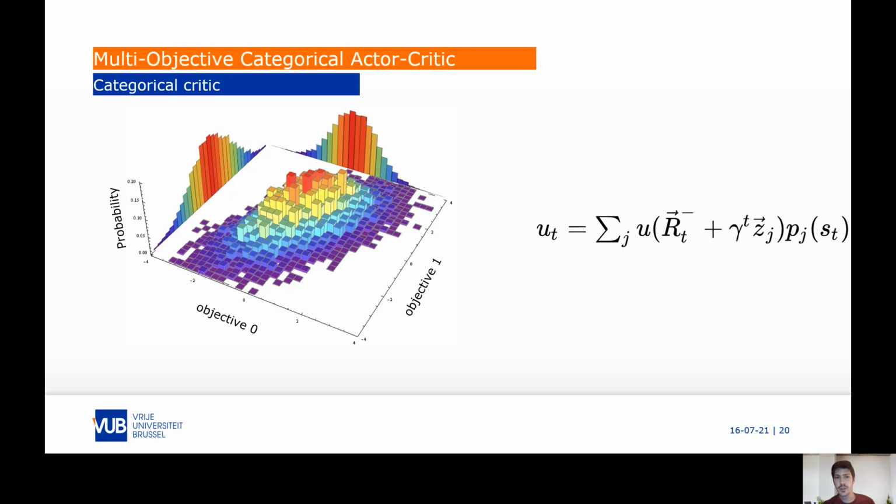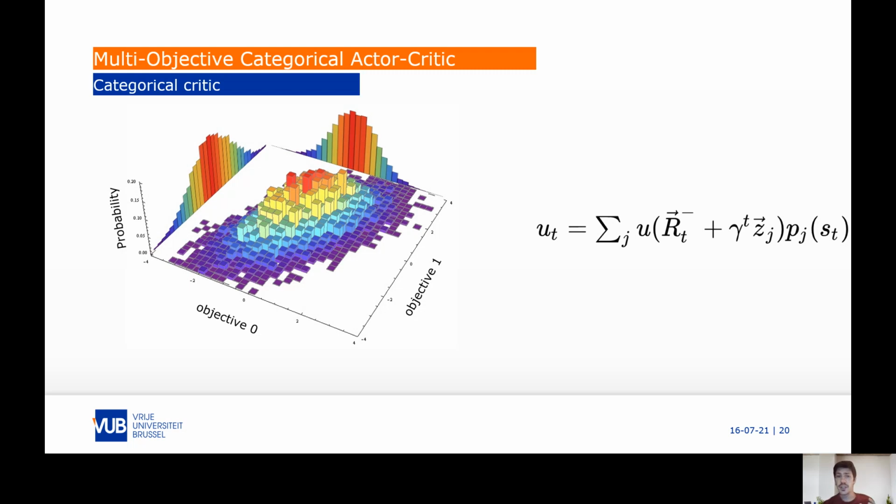So we're going to basically apply every single possible episodic return you can get from the current state, and multiply that with the probability of actually getting that episodic return. So that is, in a nutshell, our algorithm.